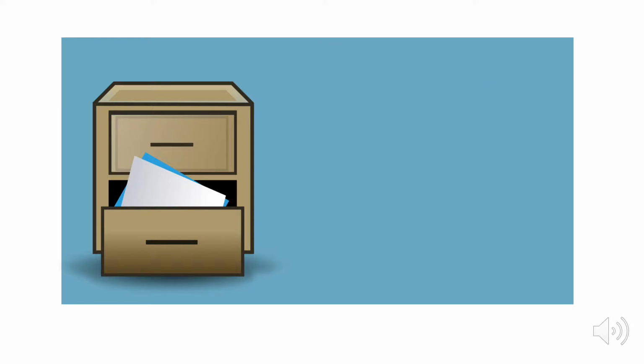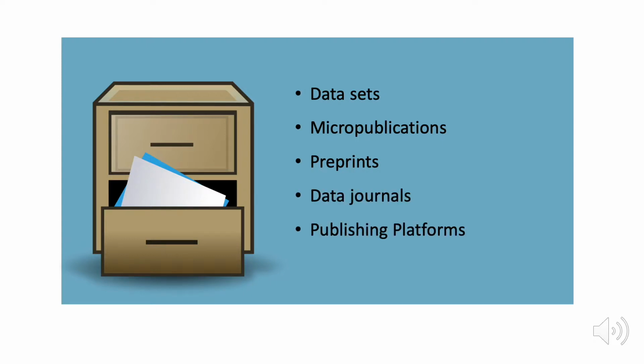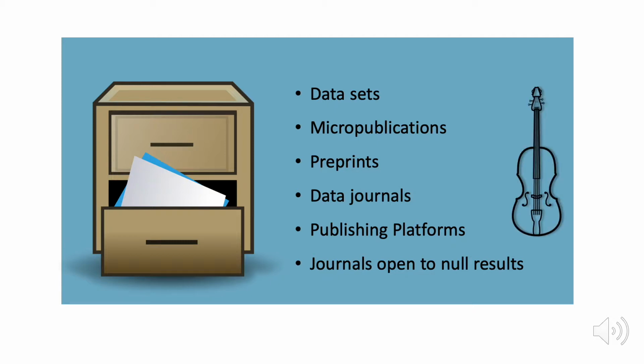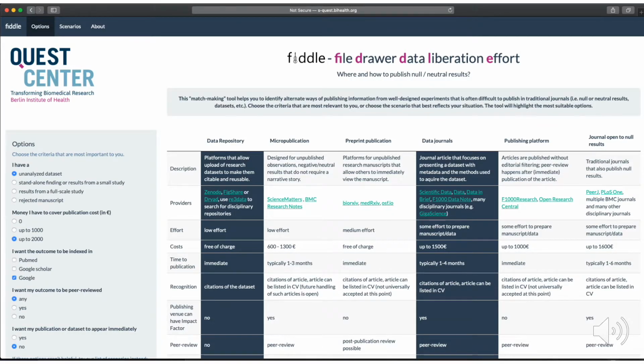In the last decade, several alternative publication formats have emerged that make it easier to publish file drawer datasets or manuscripts. These include datasets, micropublications, preprints, data journals, publishing platforms, and journals open to null results. Not every dataset or manuscript fits to each of these formats. Fiddle helps you to find the most appropriate publication format for your dataset and circumstances. Now let me show you how Fiddle works.